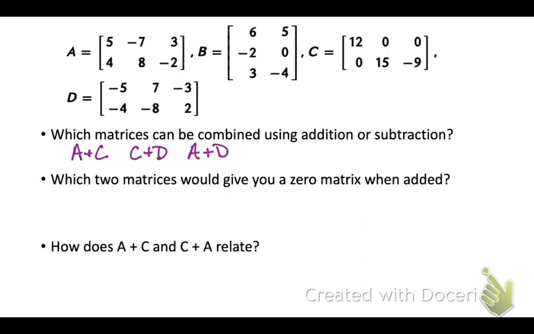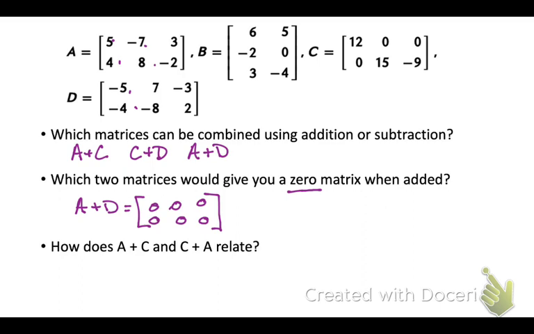Okay. Which two matrices would give you a zero matrix when added? What do you think a zero matrix is? When it's all zeros. So which two would give you zero matrix when added? A and what? So A plus D. So let's see. So 0, 0, 0, 0, 0, 0. That's called the additive inverse, yes? Because it undoes it and gives you zeros. So A and D are additive inverses of each other.